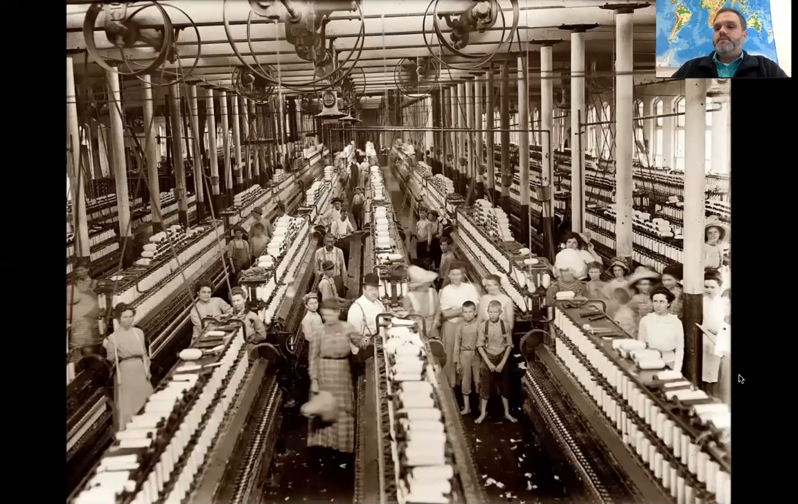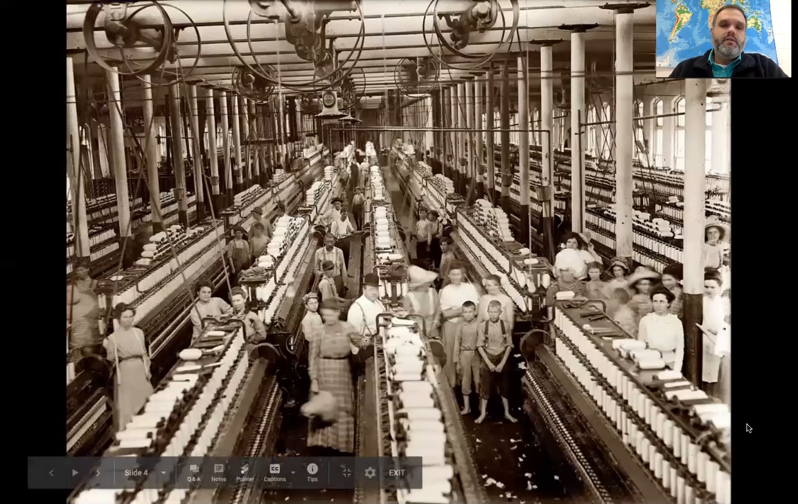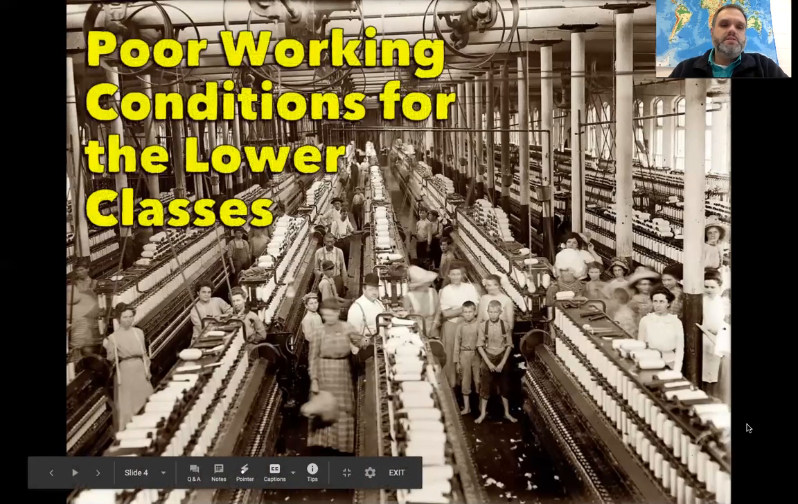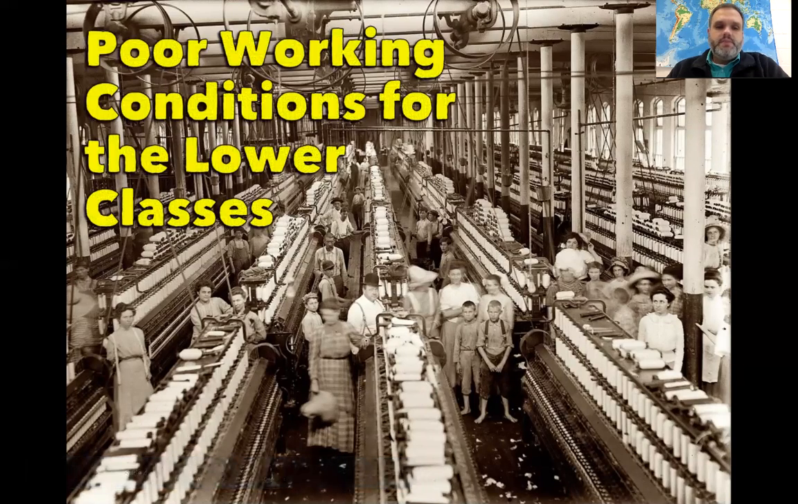All right. So the first impact that we're going to talk about is poor working conditions for lower classes, and you can kind of see in this picture, it clearly shows a factory. This is a cotton spinning room in a factory. This is actually from 1911 from Magnolia, Mississippi, and it is the Magnolia Cotton Mill spinning room. You can see the little ones scattered around, so there are kids working in that factory too.